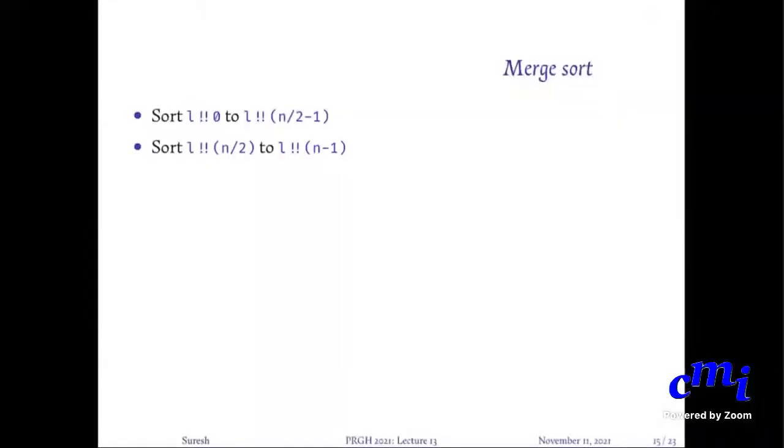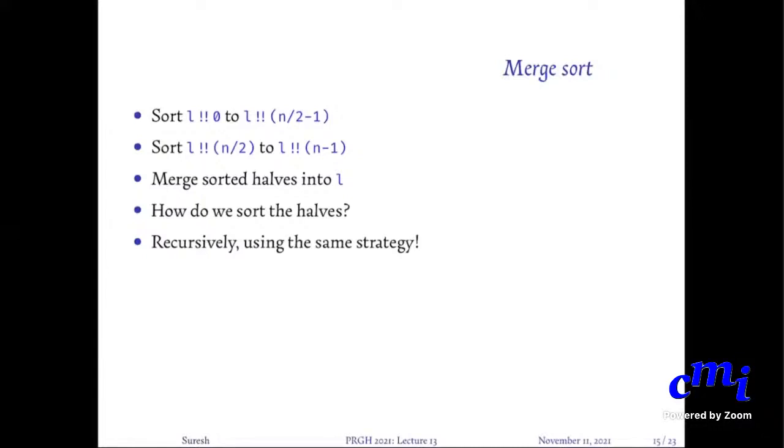So here is M sort. Sort L from index 0 to index n by 2 minus 1. Then sort L from index n by 2 to n minus 1. Then merge the two sorted halves into L prime, something else. That's all you want to do. How do you sort the halves? Recursively, using the same strategy.